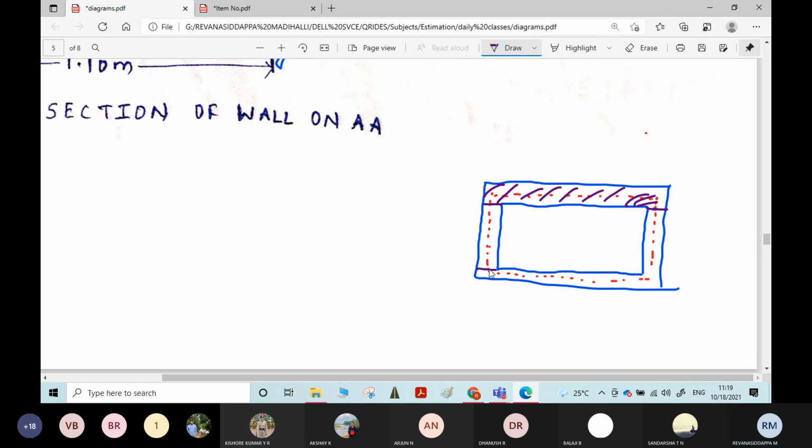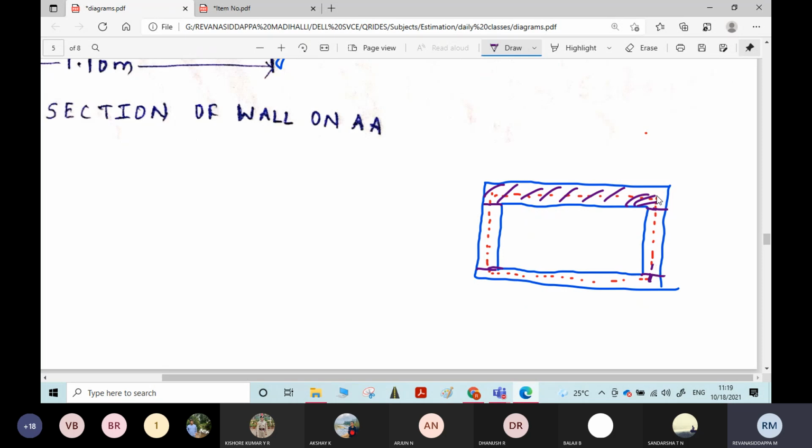Similarly, on the other side. But for the short wall, when the center to center length is known, we will do subtraction of the half of the width, because in the long wall it is already considered. This is very important. You need to remember while doing the calculation.